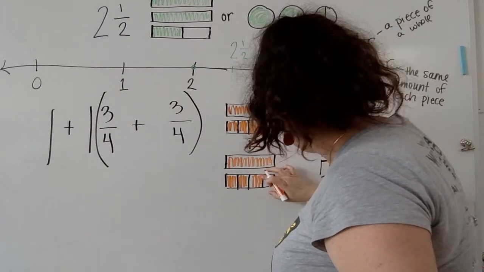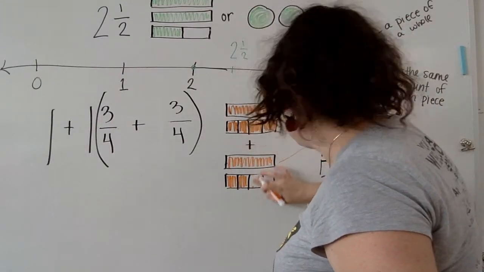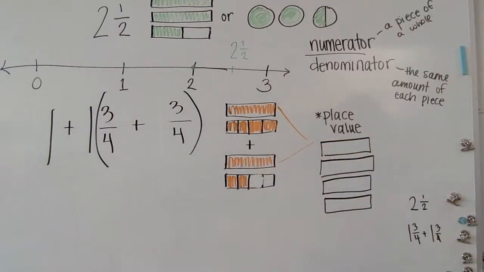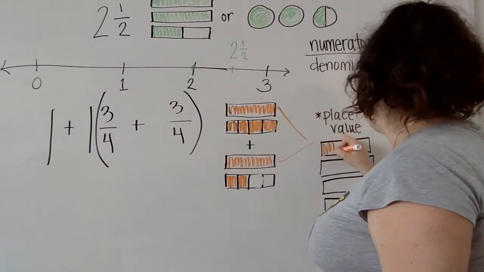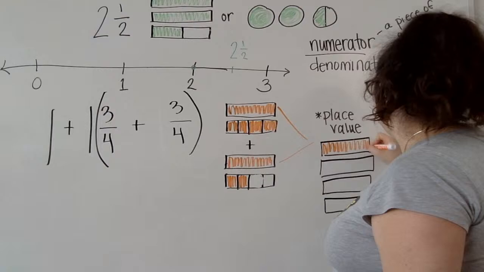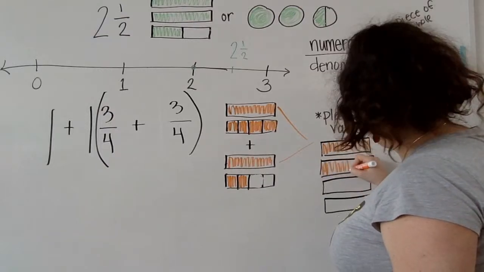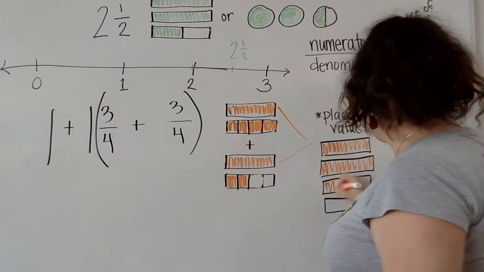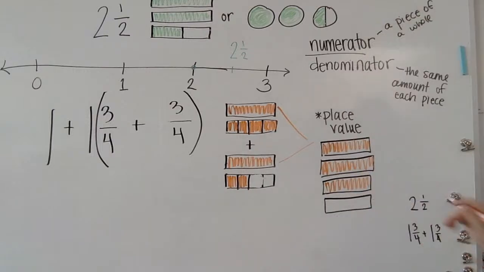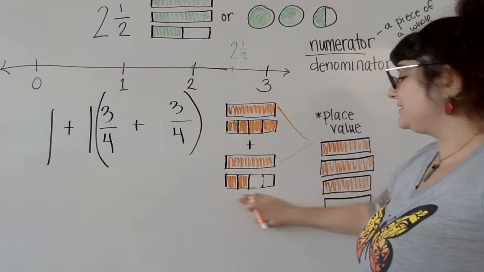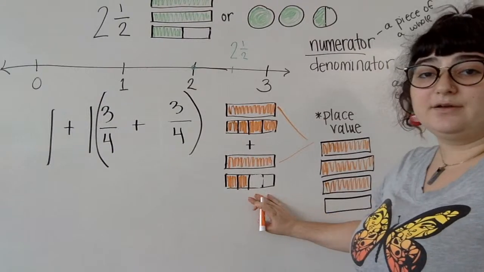That's right, 1 whole. Take a look at how I did that. So now how many wholes do I have? 1, 2, 3. I have 3 wholes. Now I can't forget about this last fraction strip, can I? I can't.